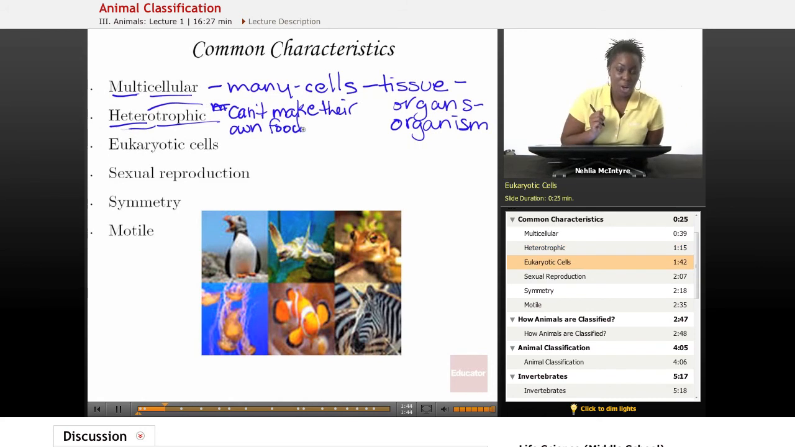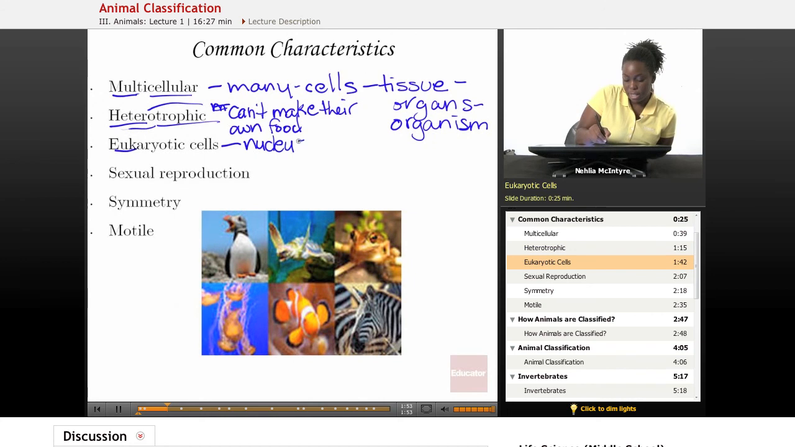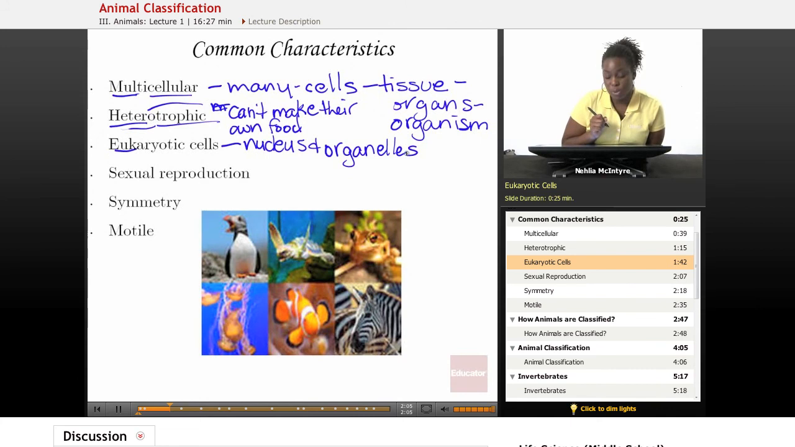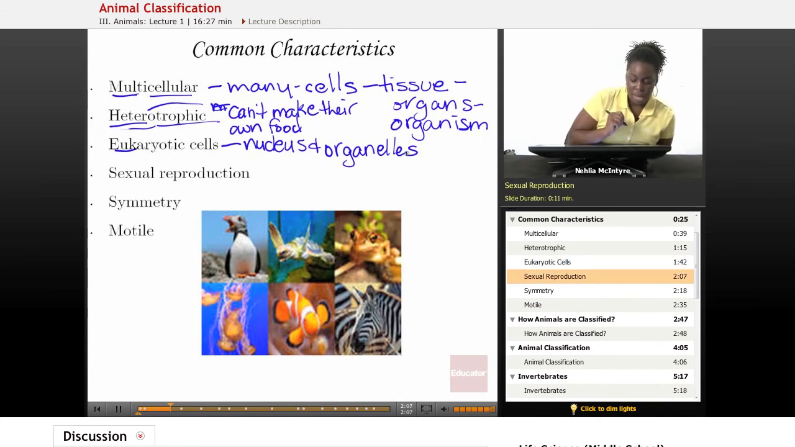Another characteristic of all animals is that they're made up of eukaryotic cells. Eukaryotic cells are cells that contain a nucleus, and they have membrane-bound organelles, or structures that have specialized functions that help the cell to work and do its job. All animals reproduce sexually, and that's how they pass on their genes to the next generation.